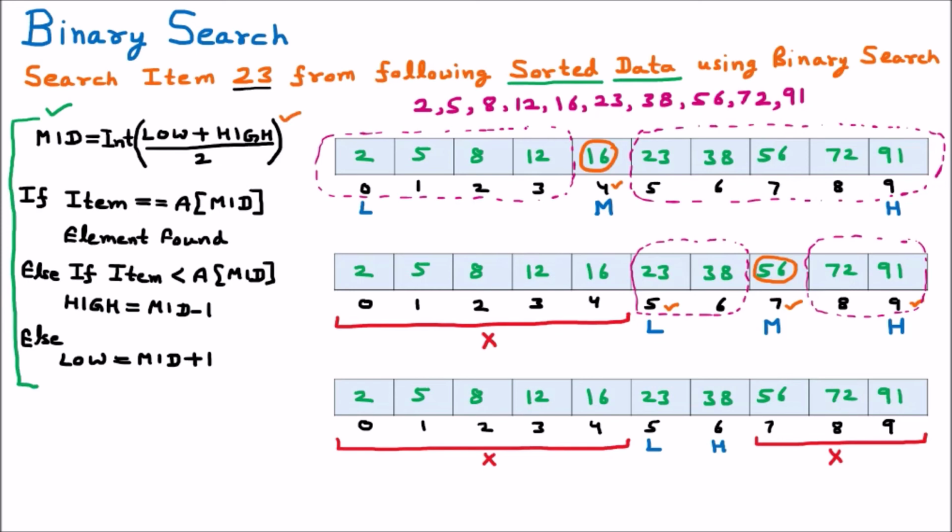Now we are going to find the middle, and we know that middle is equal to low plus high by 2, as an integer value. Talking about this phase, we have low, which is 5, and high is 6. So 5 plus 6 by 2 is nothing but 11 by 2, which is 5.5, and we ignore the float value here, so that becomes 5. So our middle is 5.